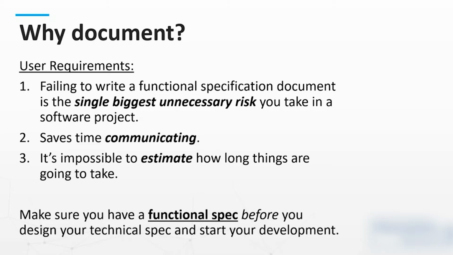And the third most important reason: it is really impossible to estimate how long things are going to take, and almost everywhere, you just have to know how long things are going to take, because developing a product costs money. So how can a responsible business decide whether to build a product or not without knowing how much it will cost, right? So please make sure you have a functional spec before you design your technical specification.